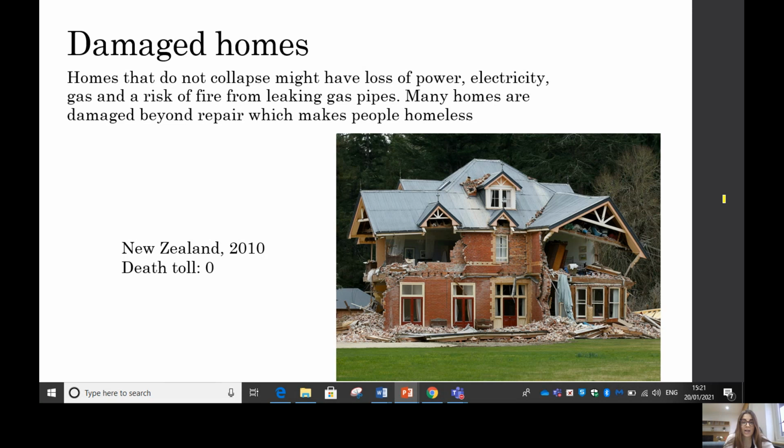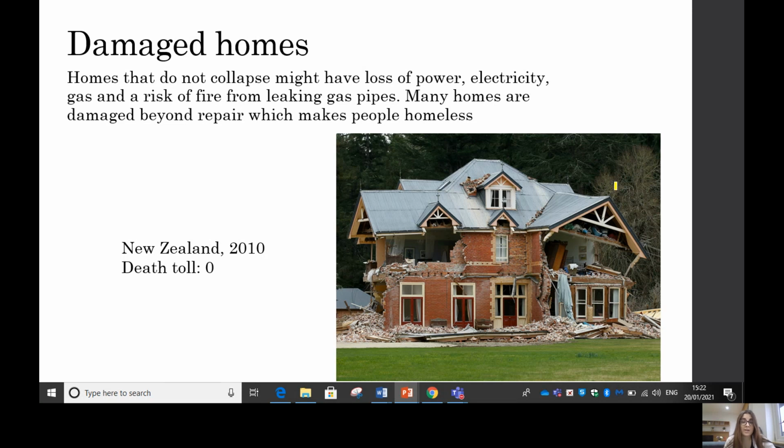The next human effect we're going to have a look at is damaged homes. Homes that do not collapse might have a loss of power, electricity, gas, and a risk of fire from leaking gas pipes. So some houses aren't completely destroyed, like the one we can see, but they might lose their power and electricity. And you can imagine how hard it is if you had no electricity in your house. You wouldn't be able to do your home learning. You wouldn't be able to watch TV. You wouldn't be able to take a shower, anything like that, if you didn't have your gas or your services in your house.